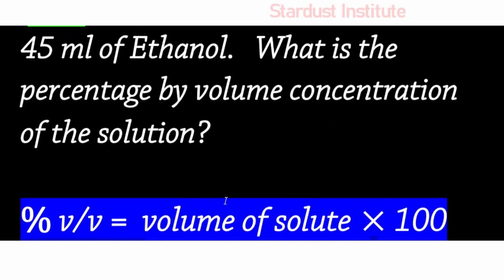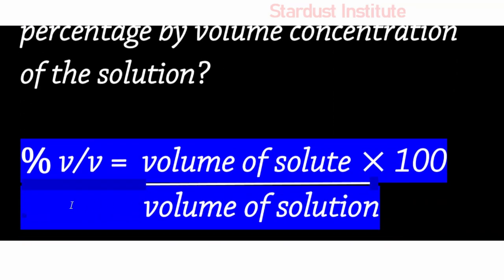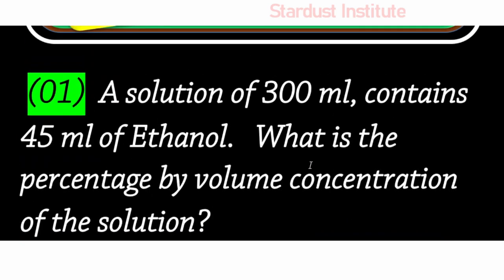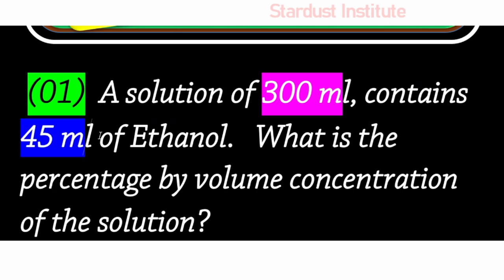To solve this problem, we can use this formula. Percentage by volume equals volume of the solute divided by volume of solution multiplied by 100. Here, volume of the solution has been given in milliliters, 300 milliliters. Volume of the solute has been given in milliliters. It is 45 milliliters.